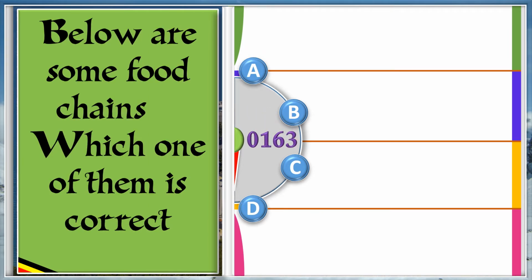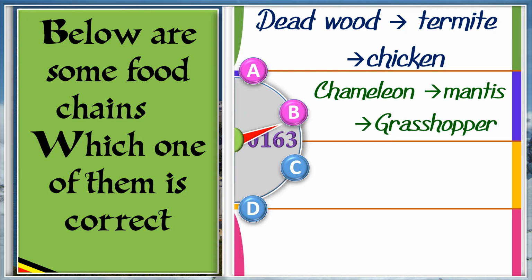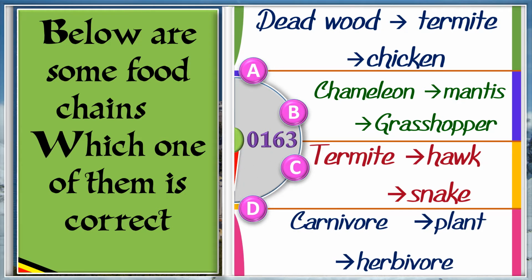Below are some food chains. Which one of them is correct? A. Dead wood to termites to chicken. B. Chameleon to mantis to grasshopper. C. Termite to hawk to snake. D. Carnivore to plant to herbivore. And the answer is A. Deadwood to termite to chicken.